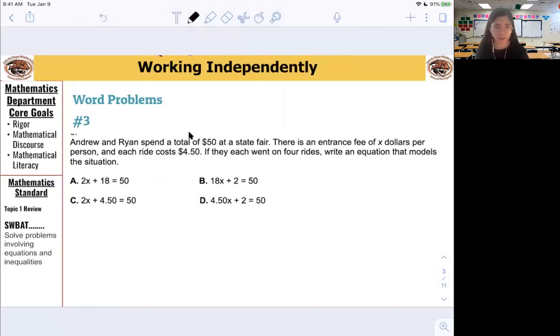So I've got some options here. I'm going to quickly glance at my options and notice some patterns. I notice that they're all equal to 50, and that's because they spent a total of 50. So that's why all of these are equal to 50. And then I see some 2s, some X's, I see some 18s, and some 450. Well, I know that the 450 matches with the price of each ride, but where does the 18 come from?